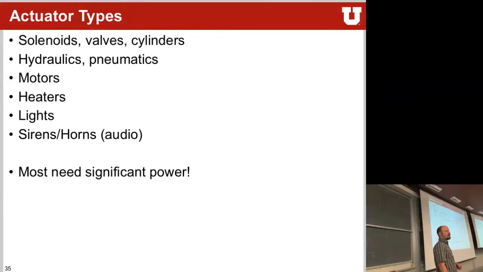Okay, then let's talk about actuators. Actuators are things that move something around in the physical world or disconnect or connect something. So for example, we can have solenoids, valves, or cylinders, hydraulic, pneumatic actuators. There are, of course, motors. You can heat something. There's light, sirens, horns. The most significant thing about actuators is that they draw a lot of power most of the time.